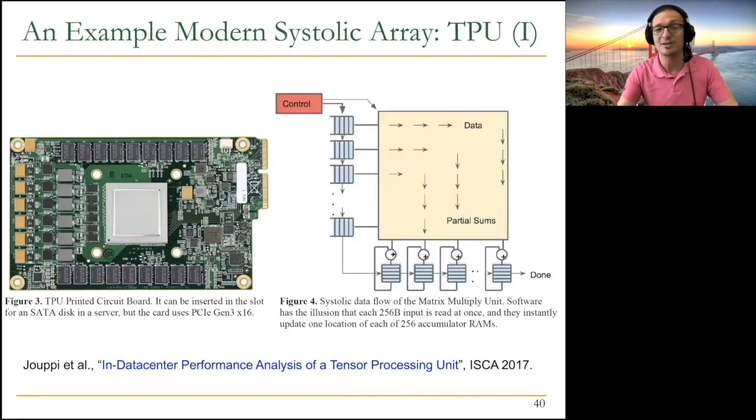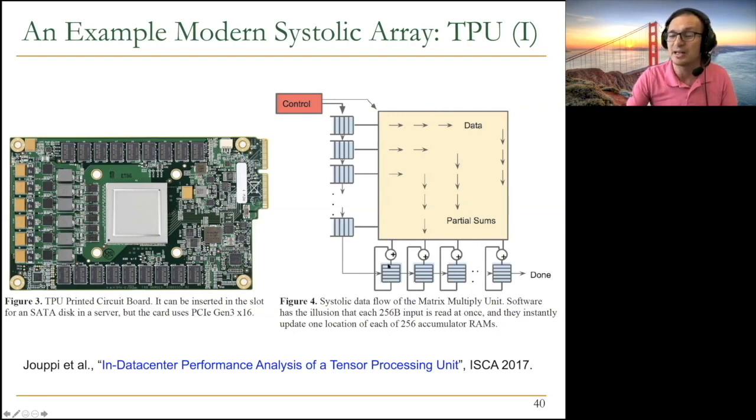So let's go back to the modern systolic arrays. These are TPUs. Essentially, you can see a TPU does matrix multiplication, and it's designed to do matrix multiplication. And you can see that in this paper, it's described in more detail. Basically, they have a systolic data flow into the matrix multiply unit. And they basically say software has the illusion that each 256 byte input is read at once, and they instantly update one location of each of 256 accumulator RAMs.